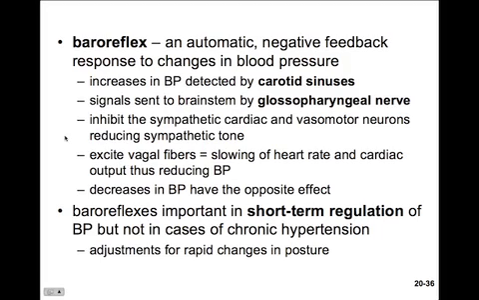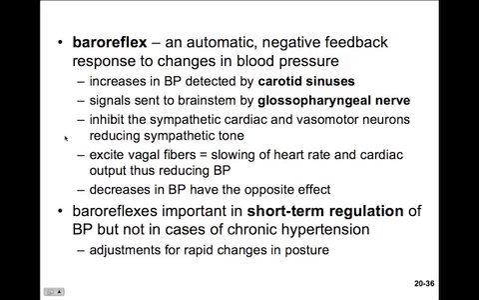If an increase in blood pressure is detected by these carotid sinuses, signals are sent to the brainstem by the glossopharyngeal nerve. This will inhibit the sympathetic cardiac and vasomotor neurons and thus reduce sympathetic tone. This excites the vagal fibers, slowing the heart rate and the cardiac output, and thus reducing blood pressure. Decreases in blood pressure will have exactly the opposite effect.